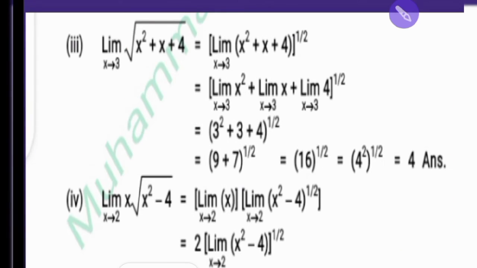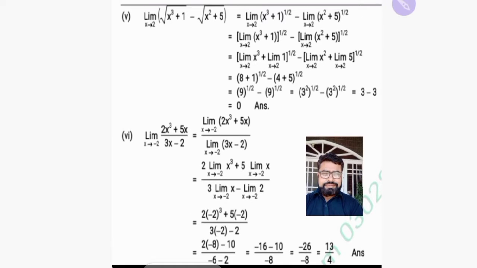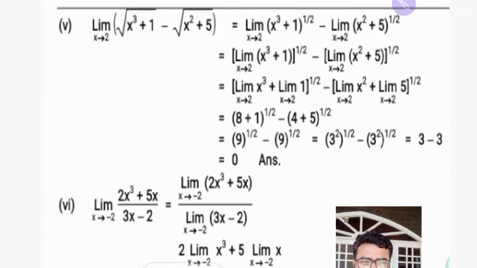Now we will start part number 5 and part number 6. I have explained that if there are two terms, we have to write limit with two terms. First term is x cube plus 1, square root means power 1 by 2, and there is second term, that is square root x square plus 5, so we will write the limit with x square plus 5 power 1 by 2, square root means power 1 by 2.